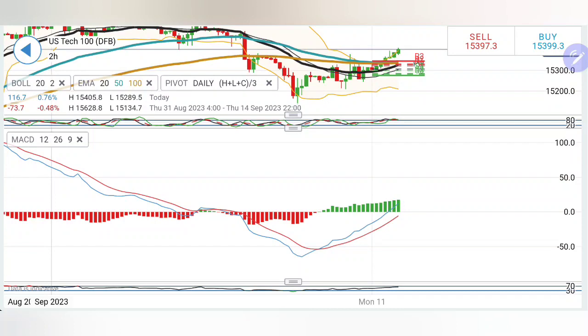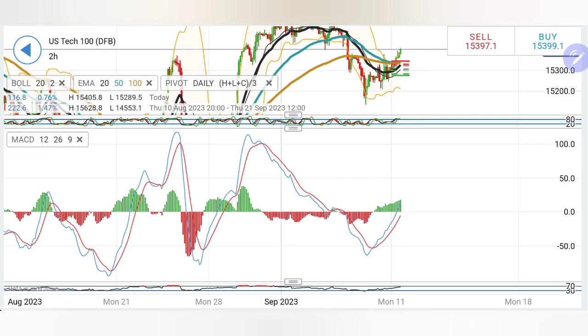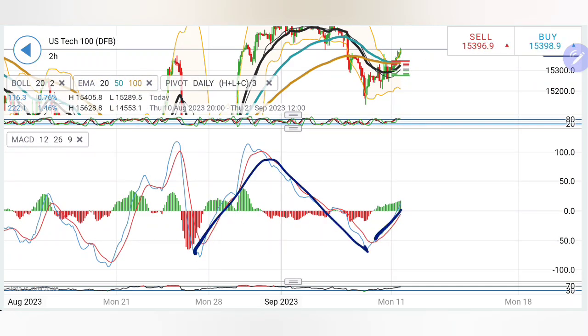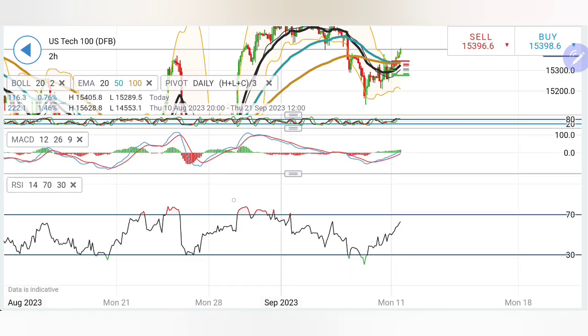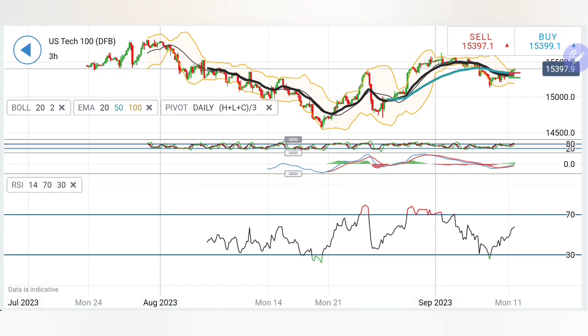Stochastic overbought, MACD divergent, MACD bullish, looking upwards. See, this is the first wave. This is the second wave which is initiated. Possibly it may continue on the upside. RSI looking upwards.